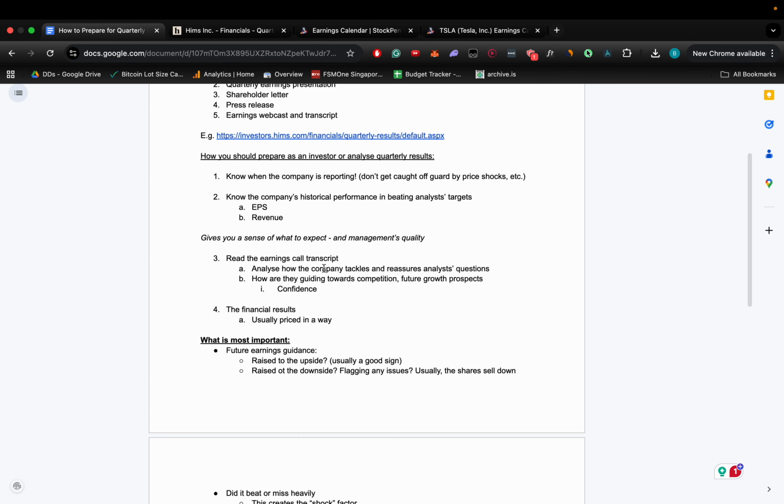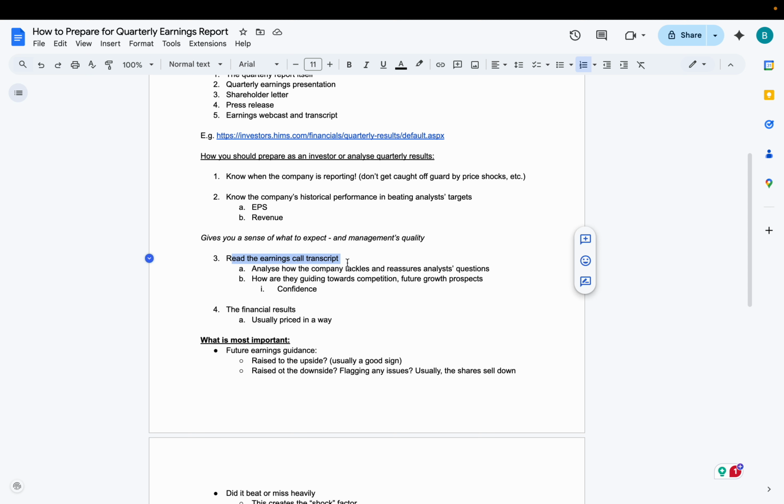right? And number 3 is to always read the company's earnings call transcript, right? So it gives you a sense of how the company tackles and reassures analyst questions, right? So usually analysts could be very critical. They're doing all the thinking for the investors and bringing up any shortcomings or any downsides that the company has to address, any risk, right? Then knowing how the company tackles and addresses these questions and reassures everyone will give you a sense of the management's confidence going forward as well, and also about how well they know the whole industry as a whole, right?